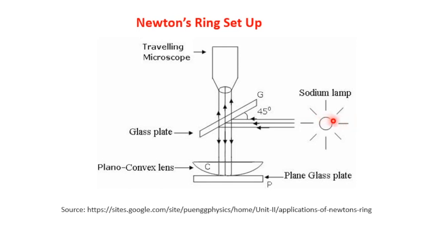So the light from the sodium vapor lamp falls on a glass plate which is inclined at an angle of 45 degrees. The purpose of this glass plate is to direct the light beam to this assembly of plano-convex lens and glass plate. So you have reflections from the curved surface of the plano-convex lens and the top surface of the glass plate. The 2 reflections would interfere to produce an interference pattern which is visible using the traveling microscope.